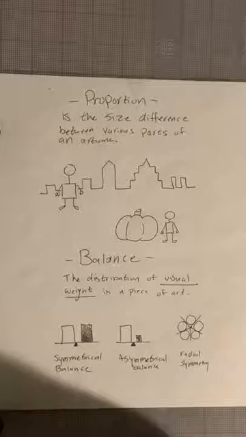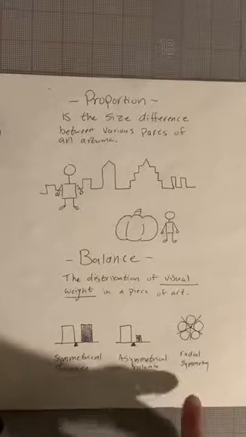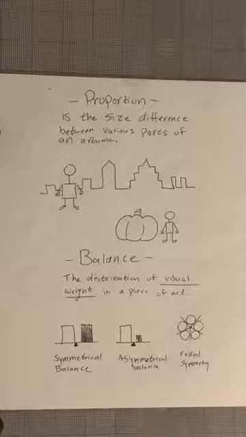And then another example of symmetry is radial symmetry. Radial symmetry is when something is balanced or even, but it goes in a circle. Okay, so that is radial symmetry.